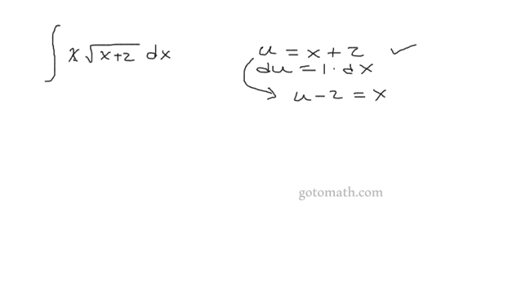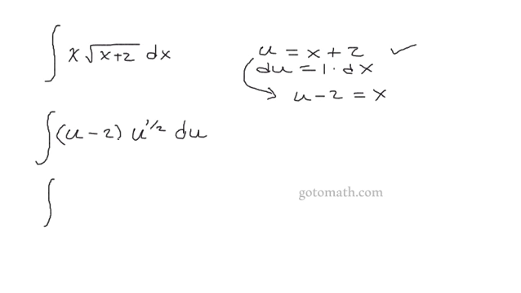So now we can substitute this x right here for u minus 2. We're going to go ahead and do all of that right now. And of course we have the square root, but I'm going to skip that step and just write u to the half power so we don't have to do that again. And then dx, remember, gets replaced with the du. There you go. So this was a little bit of a trick to get there.